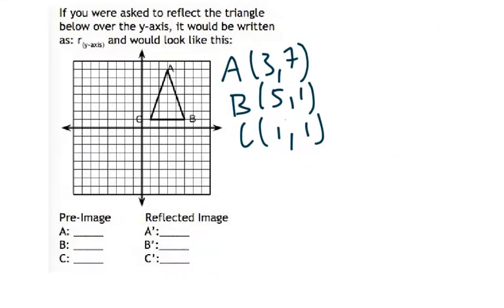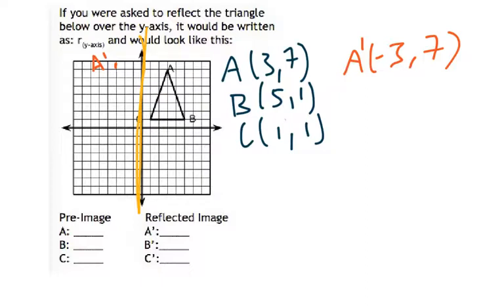Alright, so now we're going to flip over the y-axis. So our mirror, or reflection line, is the y-axis. So each point again, now we're going to count and see how far it is away from the y-axis. So A is 3 units away, so it's going to be 3 units away on the other side of the y-axis. So A prime is going to be at -3, and our y value stays the same, 7.